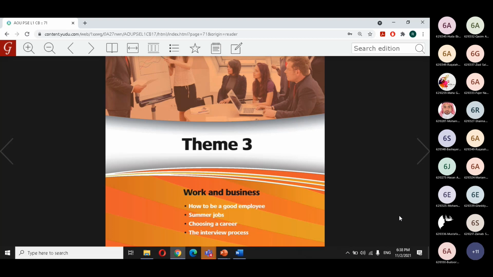Summer jobs, choosing a career, how to choose your future job, how to think about your job in the future. If you are a student at the university, if you do not have a job, and you want to find a job for yourself, how do you choose it, how do you think about the suitable job for your skills and your abilities?